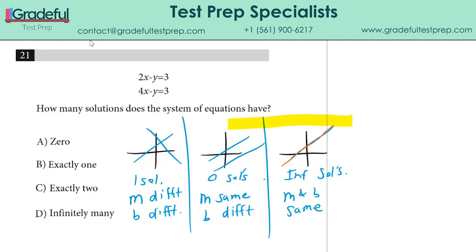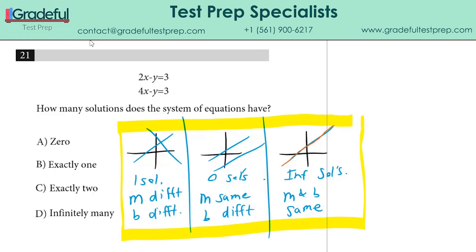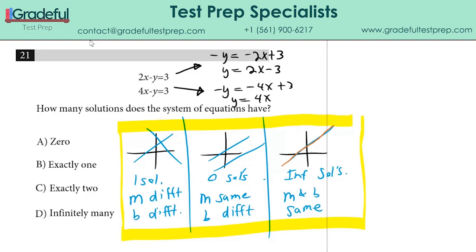Now, the way to use this information is to get them in slope-intercept form. So we can't really do much with the equations of lines if we don't have them equal to y. So for the top equation, I'm going to take away 2x from both sides, and it gives you negative y is negative 2x plus 3, and then multiply both sides by negative 1, y equals 2x minus 3. For the bottom equation, we can take away 4x from both sides, negative y equals negative 4x plus 3, and go ahead and multiply them both by negative 1, and y equals positive 4x minus 3.